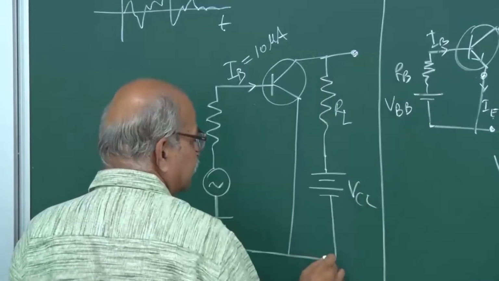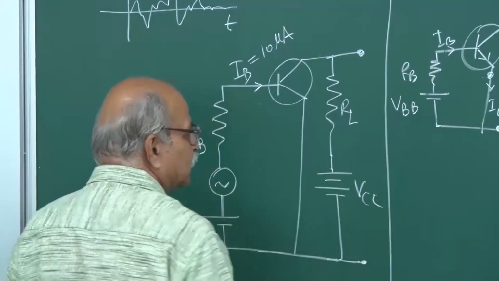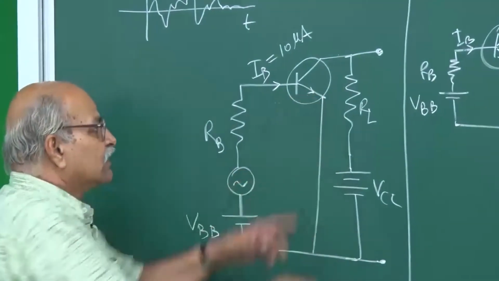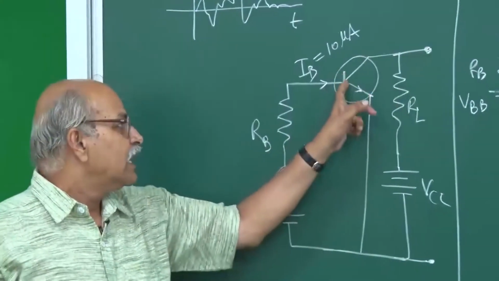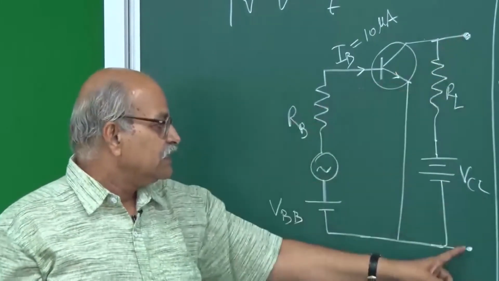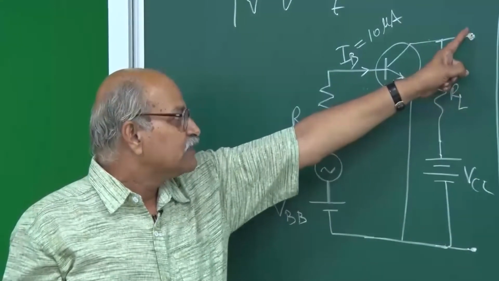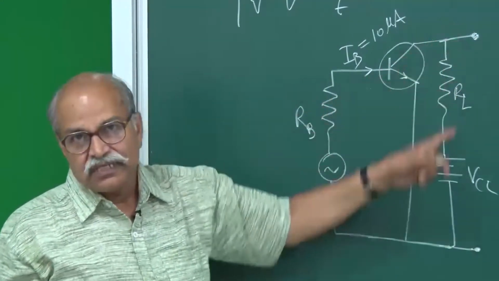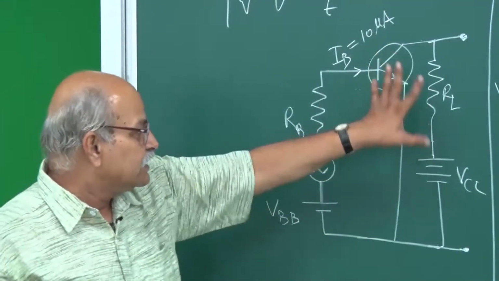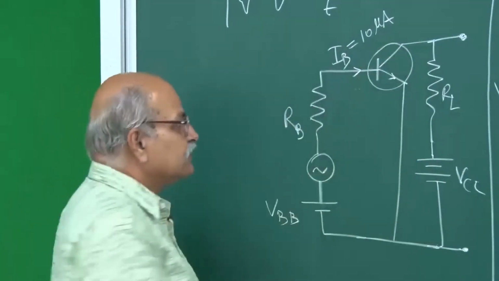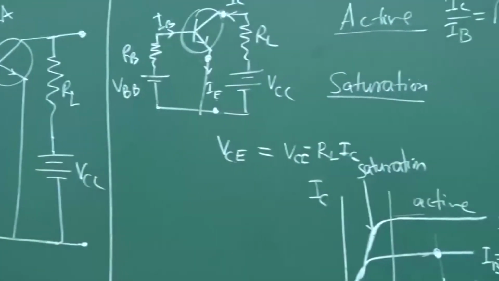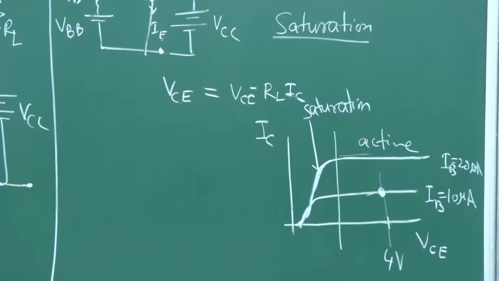From here to here, this is VCE, which is also your output voltage. This is the collector, there is a collector voltage, and there is an emitter voltage. So this VCE is nothing but the voltage between this point and this point, which is also called the output voltage. So this is the scenario, and suppose in this condition this VCE or VO is 4 volts.